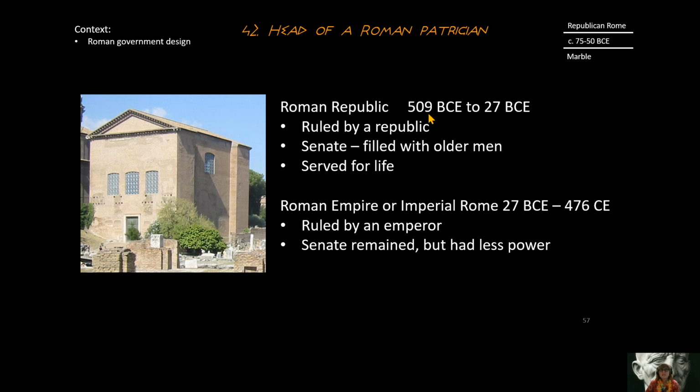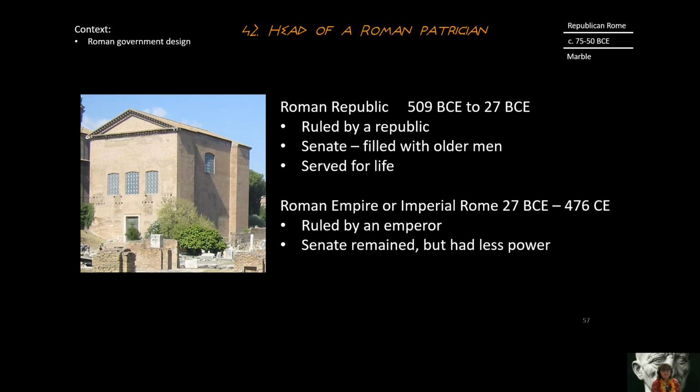Republican Rome was this time period, 509 BCE to 27 BCE. This was the time when Rome was like the United States, where we had, and they had, a Senate. They didn't necessarily have a House of Representatives, but they had other bodies like that where people were elected. People like this Roman patrician were elected, and they served for life, and they made many of the decisions for the Roman Republic.